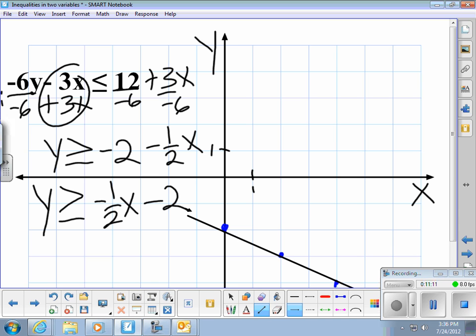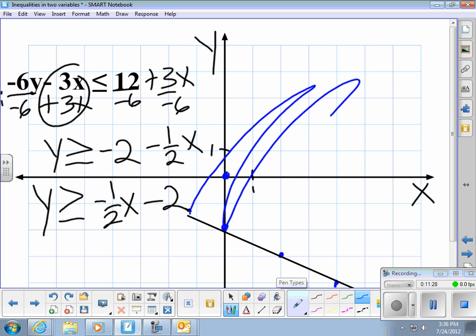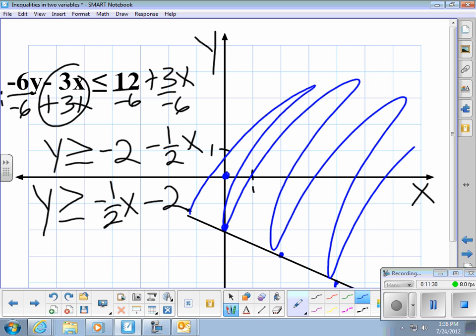We don't know what story it came from, what problem it solves, but in general it would look something like that. Y is greater than, well 0 is greater than -2, for example. So we know we need to include that point, so we need to include everything on that side of the line, above the line.